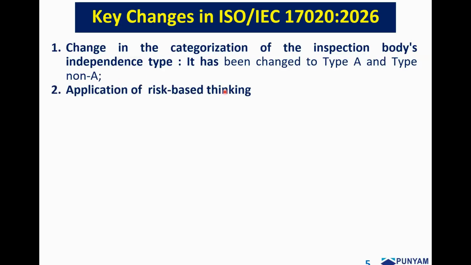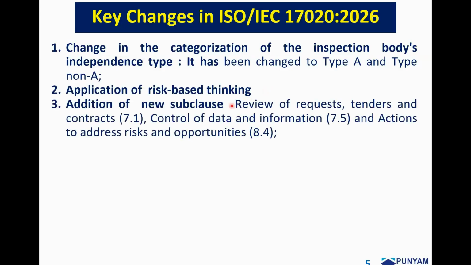The second change is related to the introduction of risk-based thinking, meaning the introduction of risk assessment activities in the standard, which was not there in the earlier 2012 version. Then the addition of some new subclauses. Earlier, the clause title review of requests, tenders and contracts was not available. It was a part of the standard, but there was no separate clause requirement.